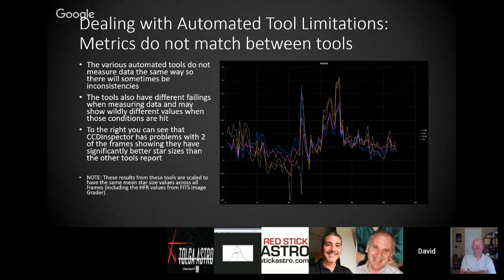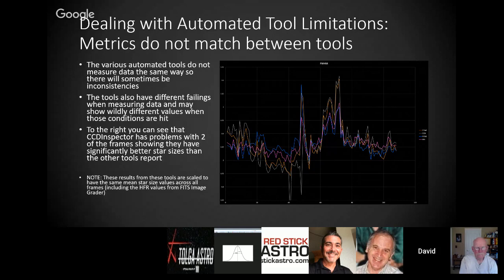And like we said, sometimes metrics don't match between tools, right? They measure data differently, and so there will definitely be inconsistencies. The tools also have different feelings, so sometimes you'll get wildly different results from one tool versus another. On the right here, you can see a picture of star sizes measured in 4 different tools. The orange line is subframe selector. The gray line is CCD inspector. The blue line is FITS image grader, and the purple line there is deep sky stacker.